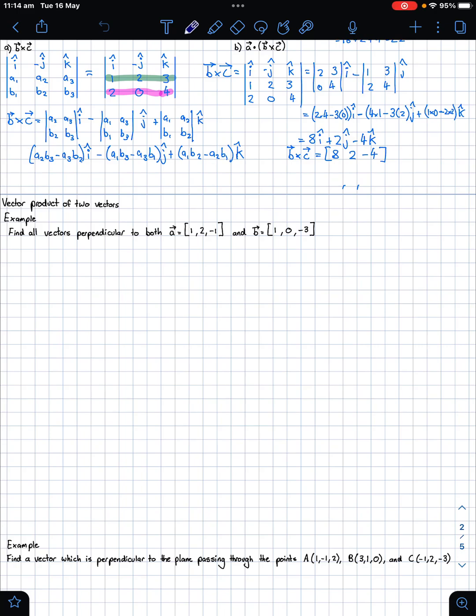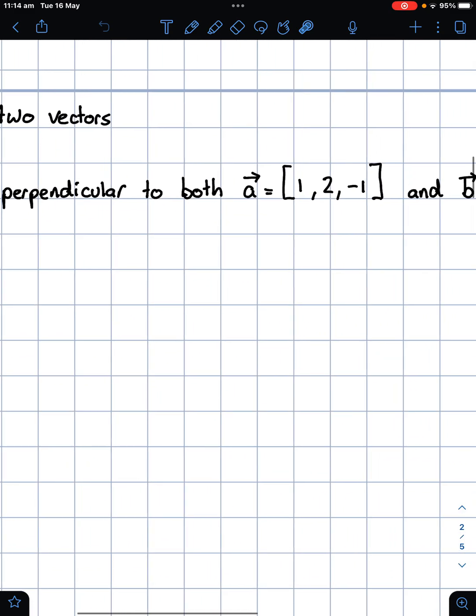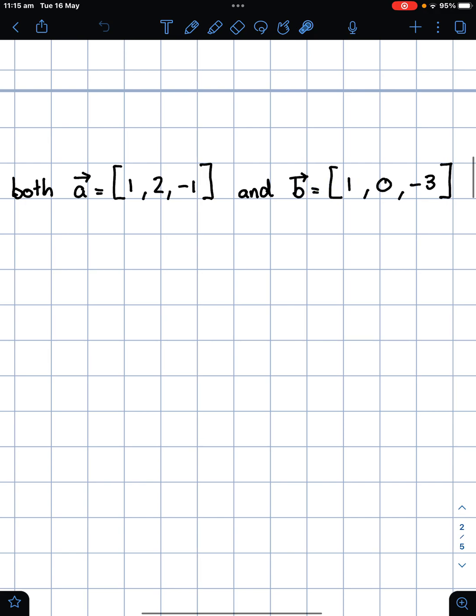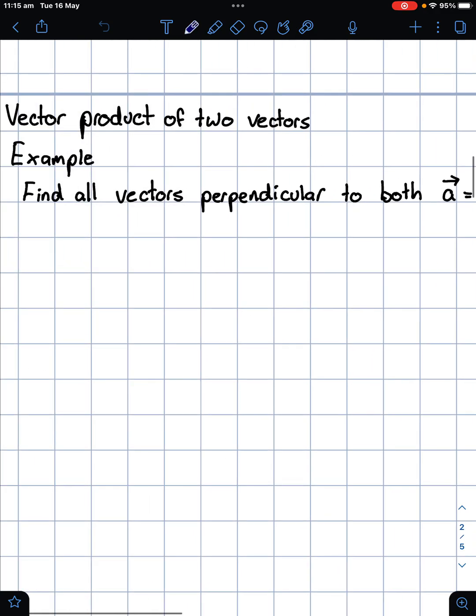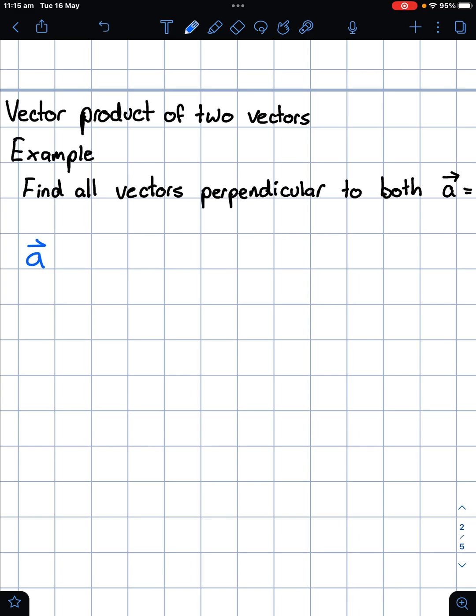So continuing with this, we've got our next style of question, which is an example question of find all the vectors that are perpendicular to A and B here. So what we do here is to find a vector that is perpendicular to A and perpendicular to B, we will go, let me change to light blue. We need to find the cross product of these two things.